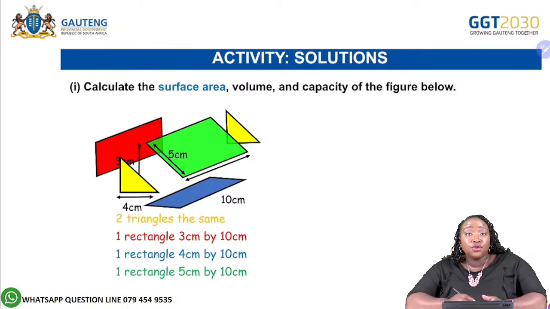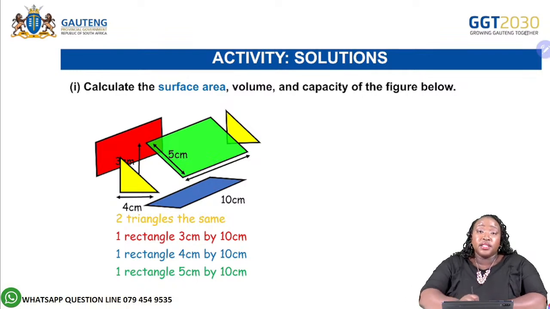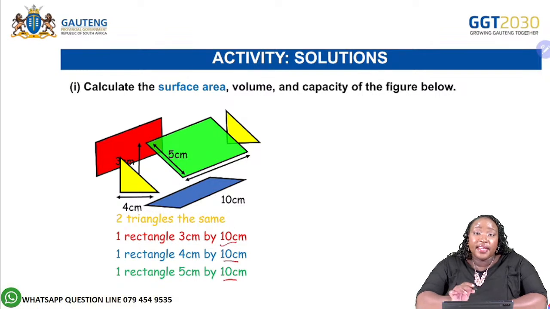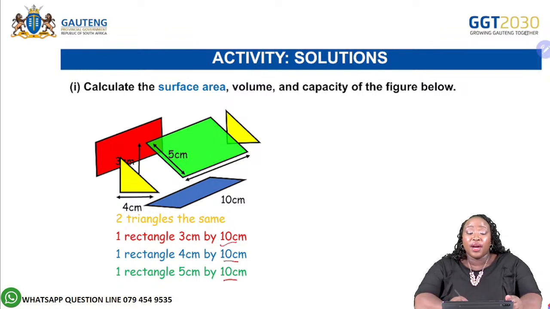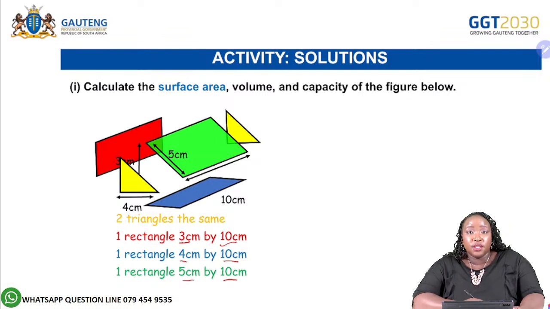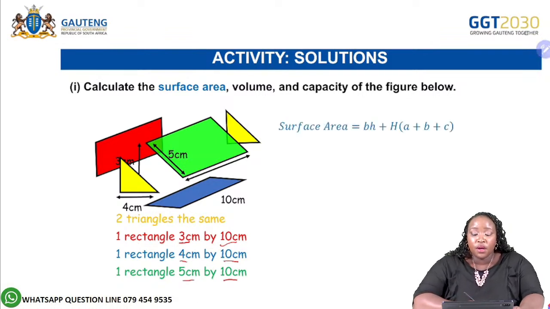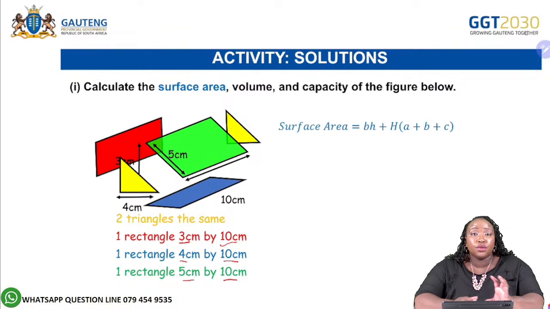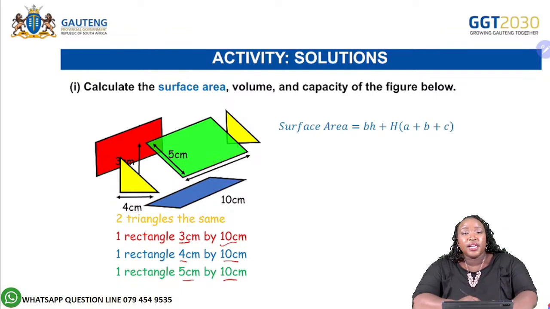You notice they do have something in common: the 10 centimeters every time. Hence, we usually write the H outside the bracket and then add A, which is 3 centimeters, B, which is 4 centimeters, and C, which is 5 centimeters. So we are going to use the shortened version. If you've used the full formula, that's also acceptable. Please do not stress.